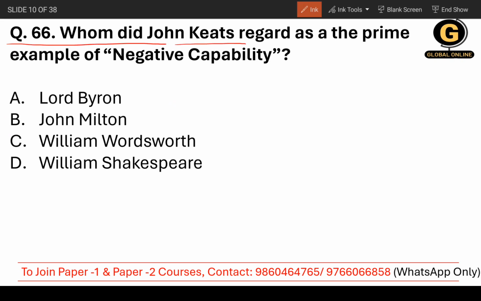Whom did John Keats regard as the prime example of negative capability? Okay, he actually talked about it in a very good way, and you really need to understand. I have discussed this in my previous lectures. You can go to Global Online UGC NET Preparation, you can find all the lectures there. The options are Lord Byron, John Milton, William Wordsworth, and William Shakespeare.